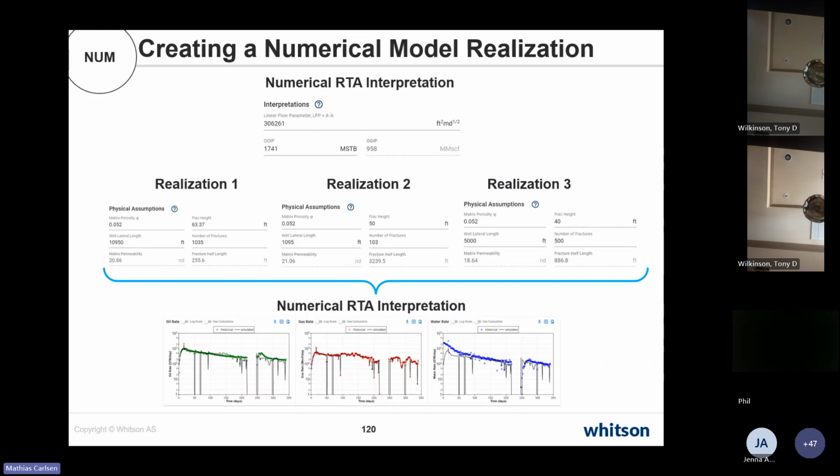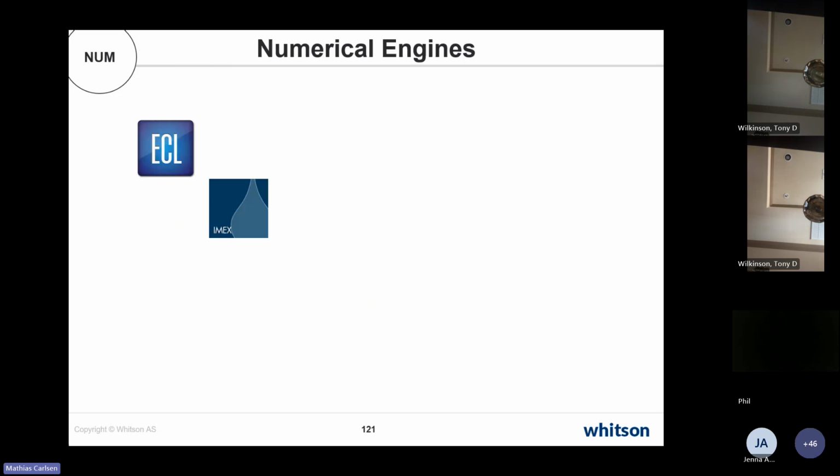So that's why, when you do this type of work, resolving reservoir parameters from RTA, you need to feel good about your matrix porosity. You need to feel good about your fracture height. You need to feel good about your well length, which is obviously probably easy to feel good about, and you need to feel good about your number of fractures. And also remind yourself that you're making an assumption that your geometry is the perfect rectangle. These results should be the same in any physical engine that you're running, as long as those are full physics.